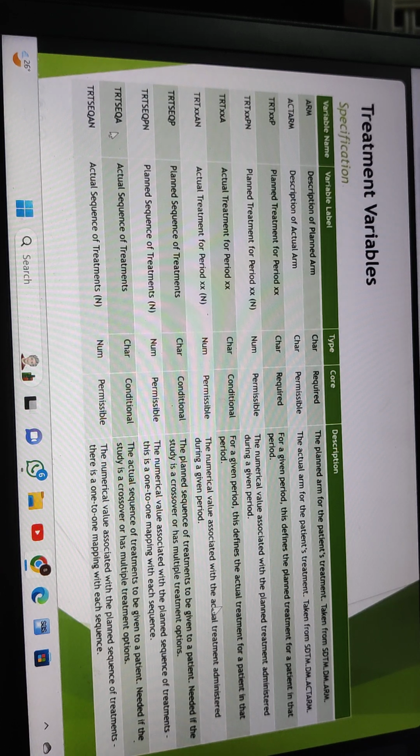And if the planned one is there, the actual will also exist. So TRTSEQA is nothing but the actual treatment sequence. For example, the planned treatment sequence is ABC, but the subject has taken ACB. So it is a different sequence; what was planned and what was actually taken are different. That's why we have the planned sequence, the actual sequence, and the corresponding numeric variables. Is that clear, the numeric variables? If you have any questions? Okay, I can take it as no.